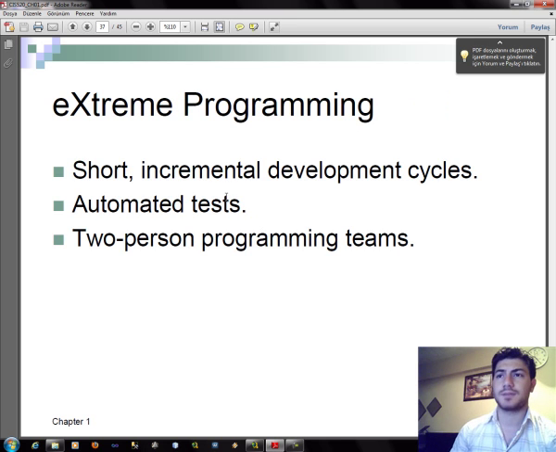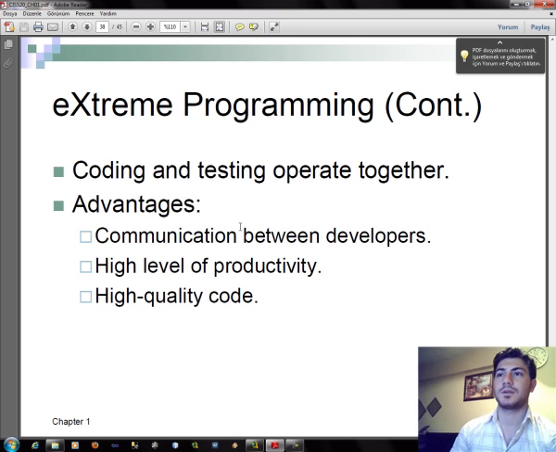Now, extreme programming: short incremental development cycles, automated tests, two-person programming teams. Coding and testing operate together. Now look at its advantages: communication between developers, a high level of productivity, and high quality code.